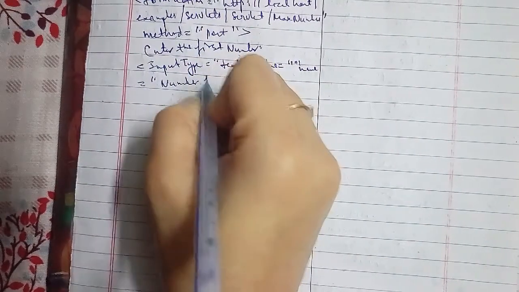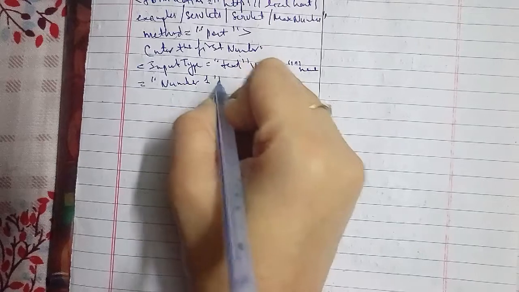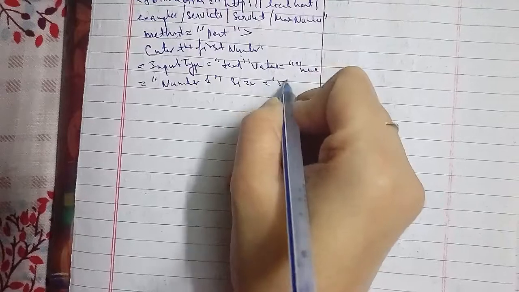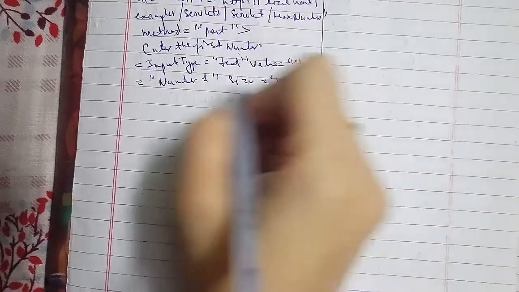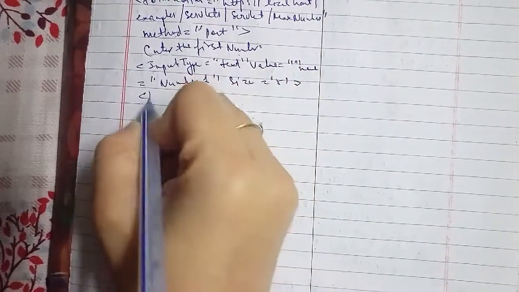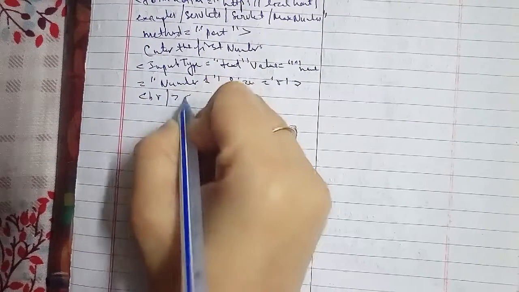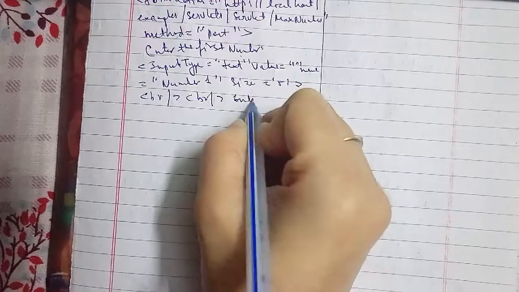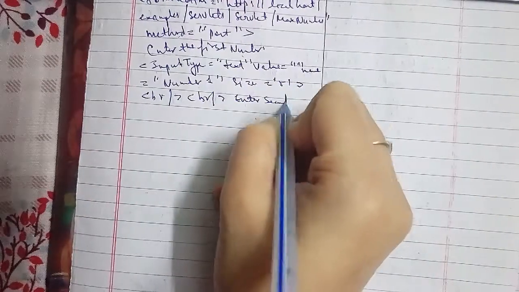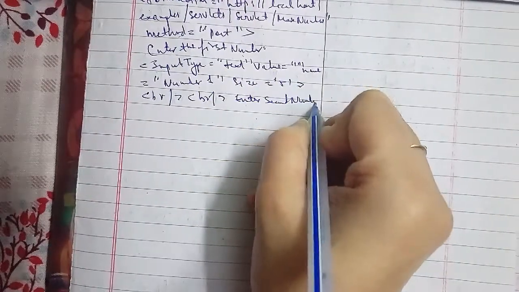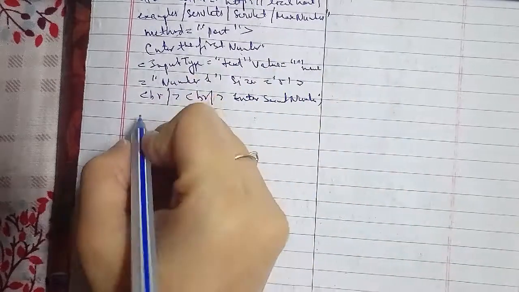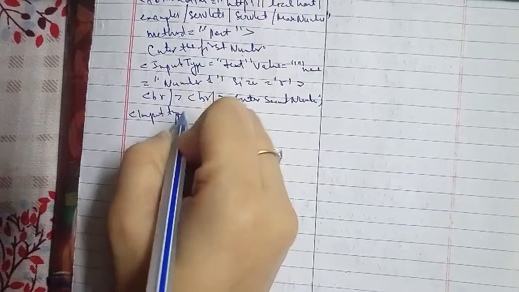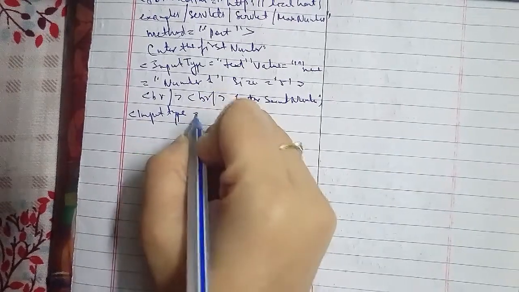Then we'll go ahead with input type equals to submit, value equals to submit. Then form tag close, div tag close, body tag close, and then after that we have an HTML tag as well to close.